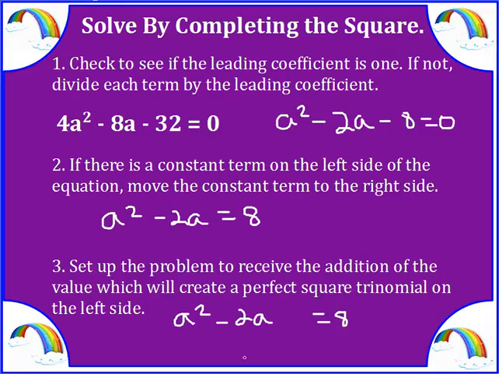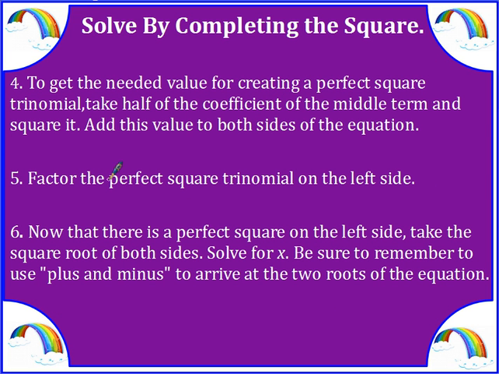So that's all I did. So far we have our a is 1, our constant is on the right side, and we have left space to create our perfect trinomial. So let's put up what we had, and we had a squared minus 2a equals 8.